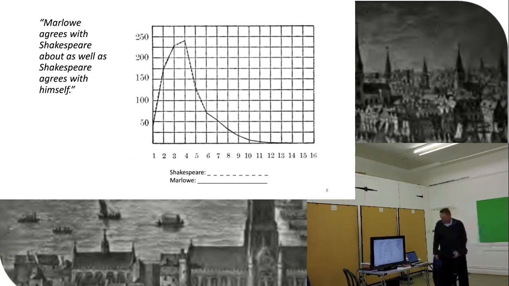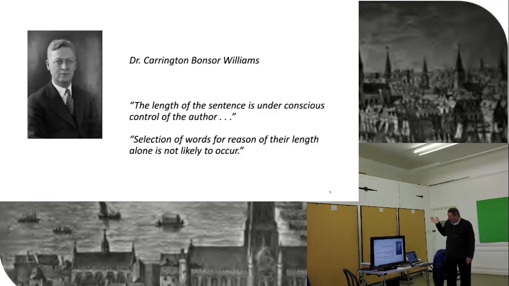And it just sat there for forever. Along comes a guy, Dr. Carrington Bonser Williams, an Englishman. He picked up on what Mendenhall was doing in the 40s, but he didn't write anything about his interest in this until the 70s. But he made 2 statements in his article in the 70s which were important. He said that the length of the sentence is under conscious control of the writer. However, the selection of the words for reason of their length would be unconscious. So they were looking for an unconscious signature.